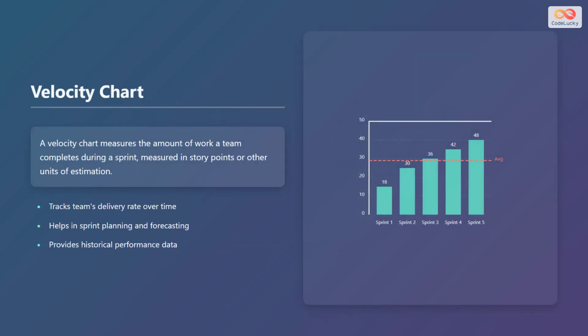A velocity chart measures the amount of work a team successfully completes during a sprint. This work is typically measured in story points or another estimation unit. Velocity charts serve multiple important purposes. First, they track a team's delivery rate over time, offering a view of productivity trends. Second, they aid in sprint planning and forecasting. By knowing how much work a team has historically completed, you can more accurately plan future sprints. Finally, velocity charts provide valuable historical performance data, helping teams to understand their capacity and improve their processes.